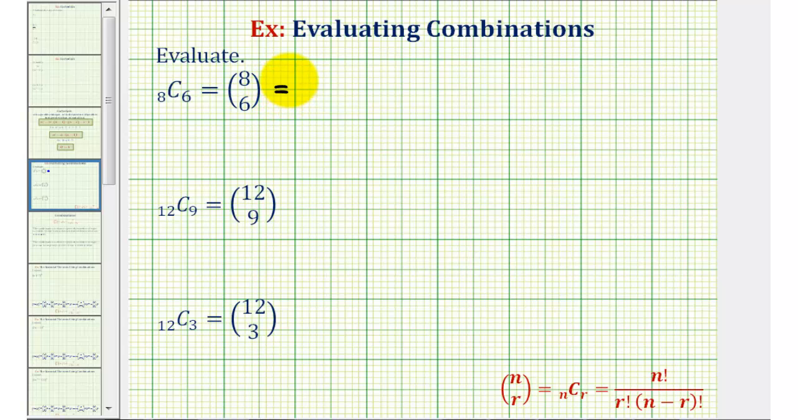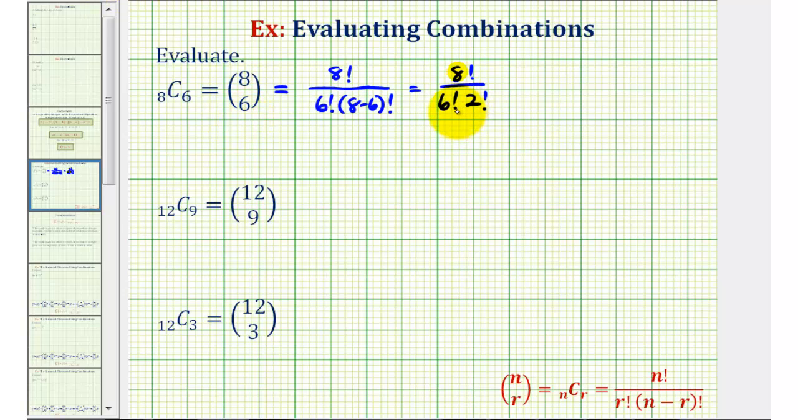So to evaluate this by hand, the numerator is going to be 8 factorial. The denominator is going to be 6 factorial. And then we'll have 8 minus 6 factorial. So this would be 8 factorial divided by 6 factorial times 2 factorial. One way to make sure we set the combination up correctly is if we ignore the factorials for a moment, notice how 6 plus 2 is equal to 8. And this property should always hold true if we set up the combination correctly.